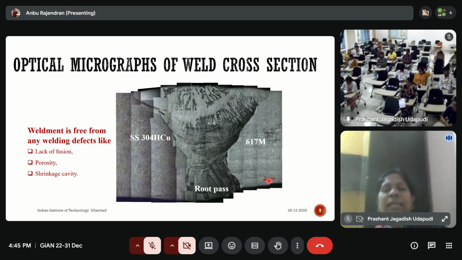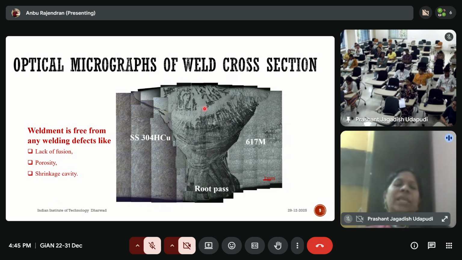You can see the scale. This is 1 mm. The total length we could cover is about 20 mm. The sample thickness is 12 mm. So such a huge area, and details across that huge area, could be collected by optical micrographs. Obviously this is a montage image.